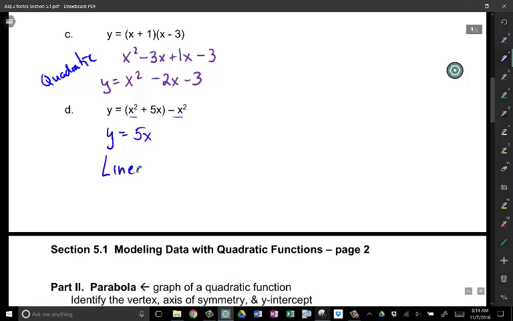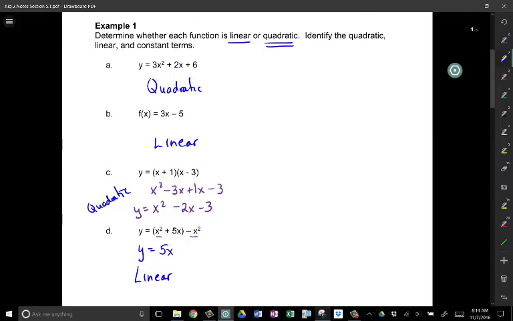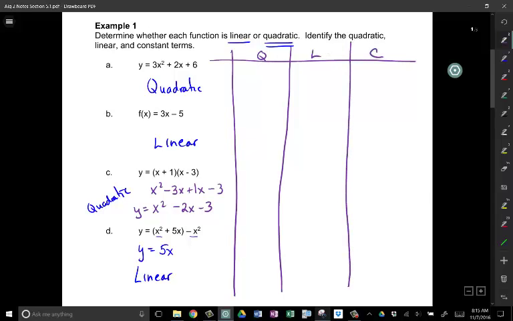Linear. All right. So, let's go back up to the top. Now, we're supposed to identify the quadratic, the linear, and the constant terms. I've left a lot of space here intentionally, so draw a line down. We're going to go across the top. Quadratic term, we're going to put a Q. The linear term, we're going to put an L. And the constant term, we're going to put a C.